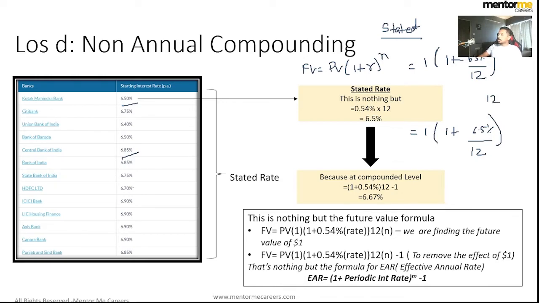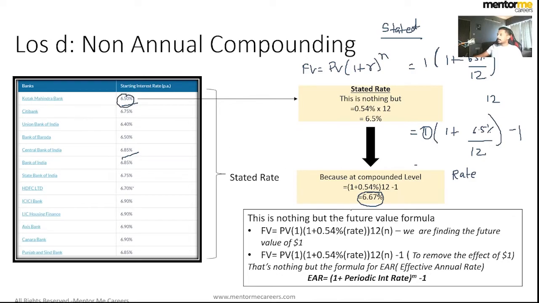Now you will see that in the EAR formula, there's a -1. I'll tell you why it is happening. Because if I solve this equation, what I'm actually trying to find is the future value of 1. So this answer tells me the future value of 1. If I want to remove the effect of that 1 present value, I have to do -1. That gets rid of the 1 and I finally get only the rate. So you can clearly see that if I do 1 plus 0.54% raised to 12 minus 1, the actual rate that comes up is 6.67 and not the quoted rate of 6.5.